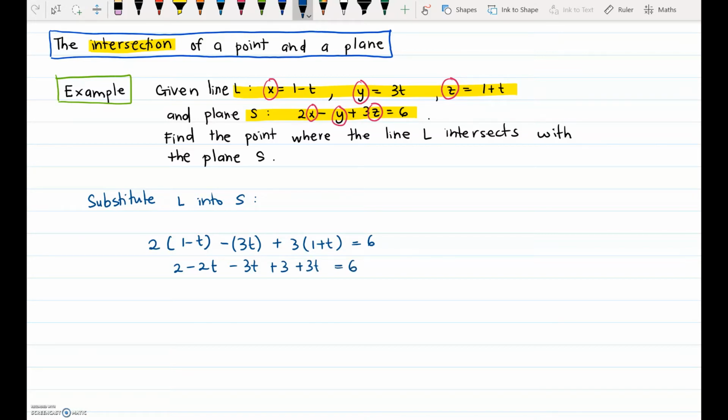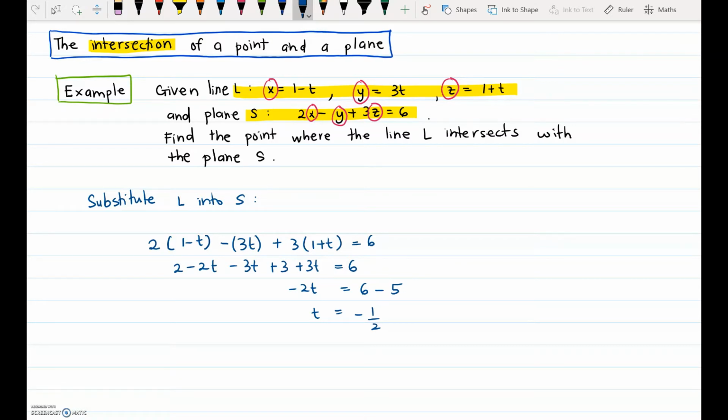Then we will get negative 2t, negative 3t and plus 3t. So negative 5 plus 3 is negative 2t. And then we have 2 plus 3 is 5, so you will get 6 minus 5. And now you will get t equals negative 1 over 2.